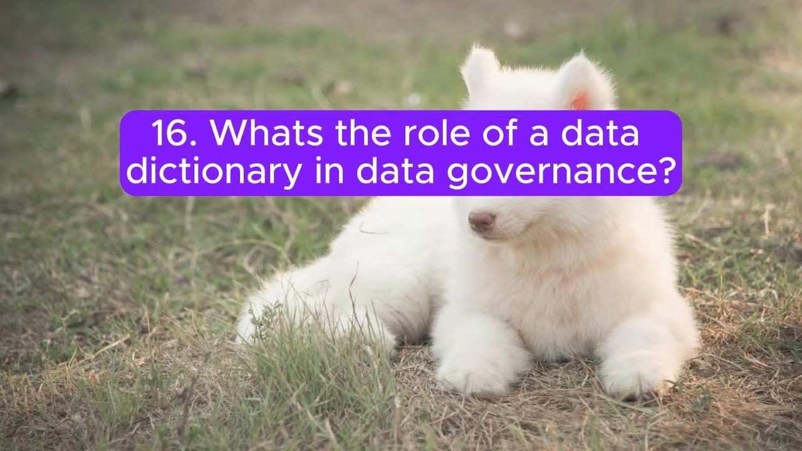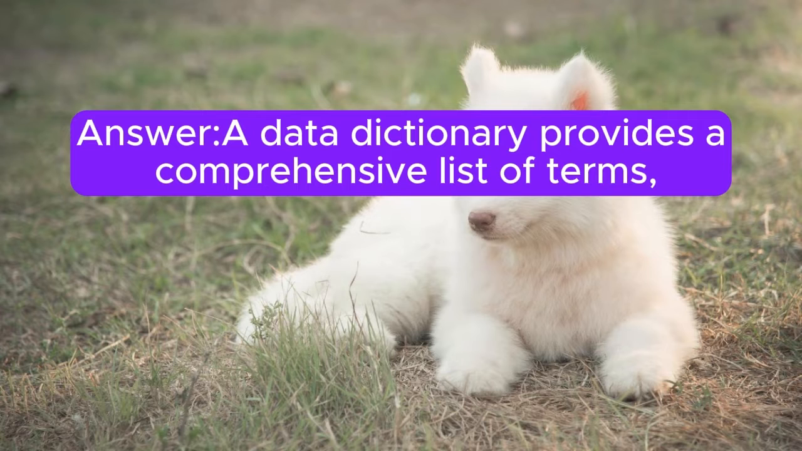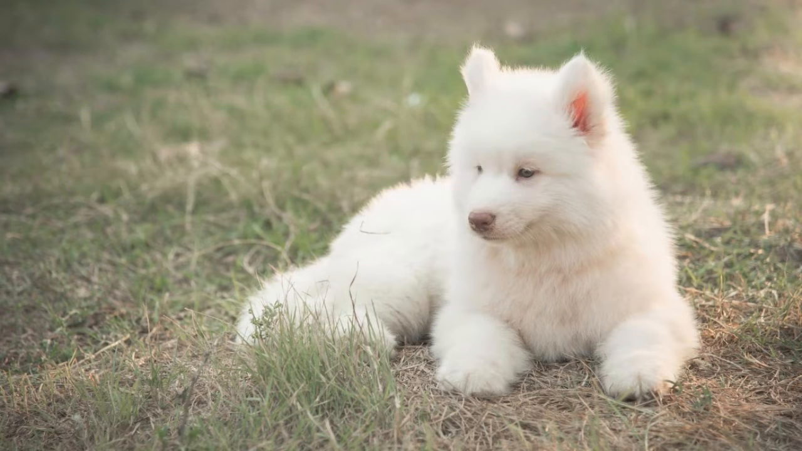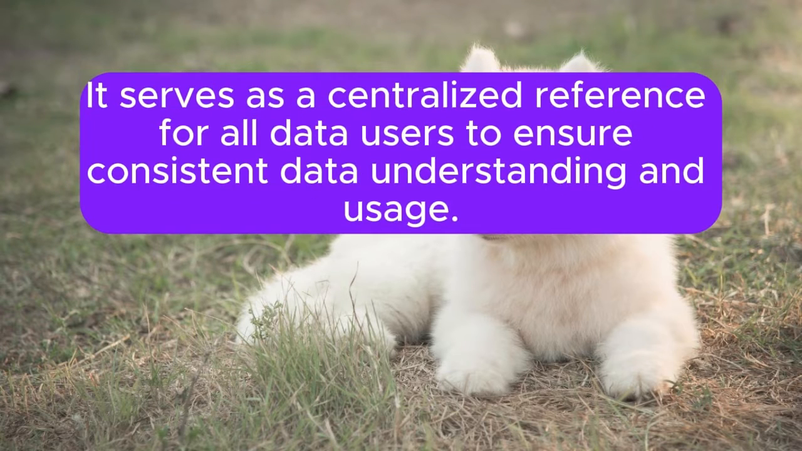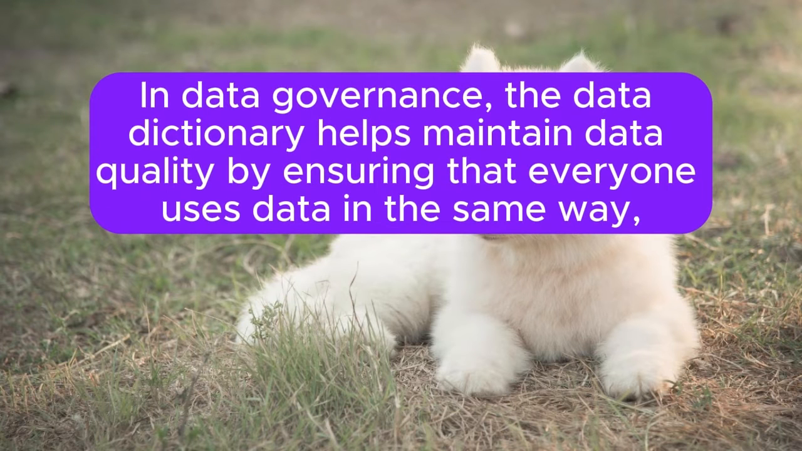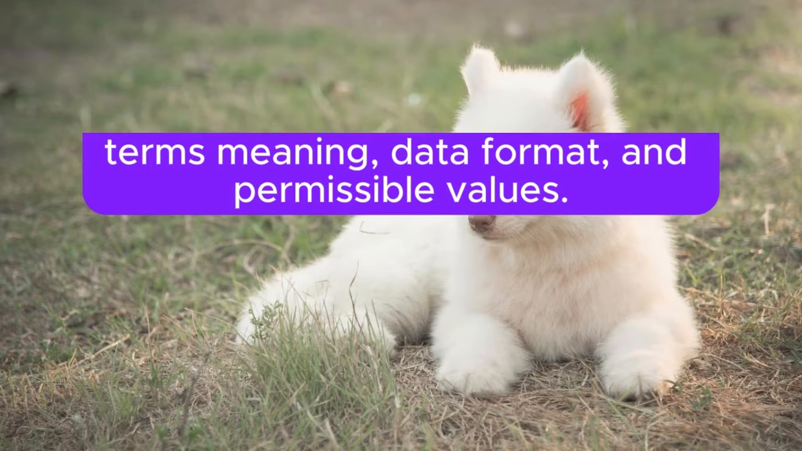16. What's the role of a data dictionary in data governance? Answer: a data dictionary provides a comprehensive list of terms, data attributes, definitions, and rules related to the organization's data. It serves as a centralized reference for all data users to ensure consistent data understanding and usage. In data governance, the data dictionary helps maintain data quality by ensuring that everyone uses data in the same way, with a clear understanding of each term's meaning, data format, and permissible values.